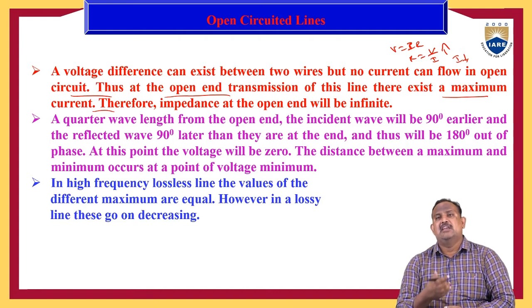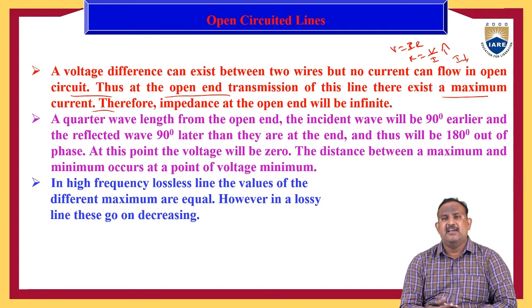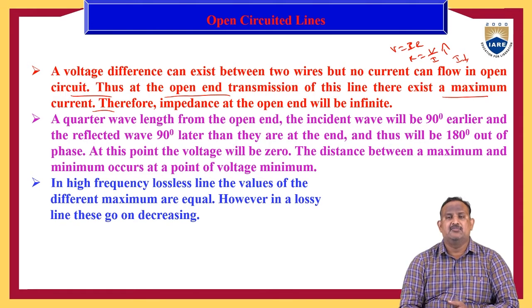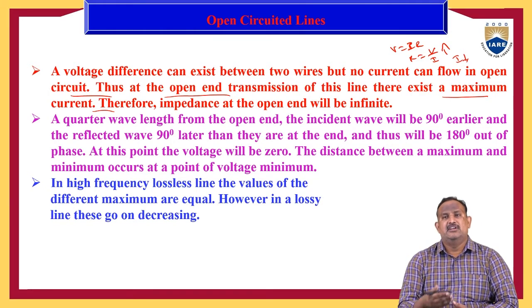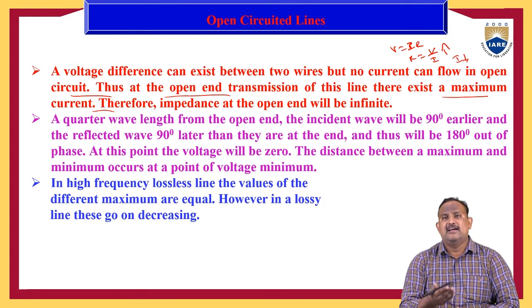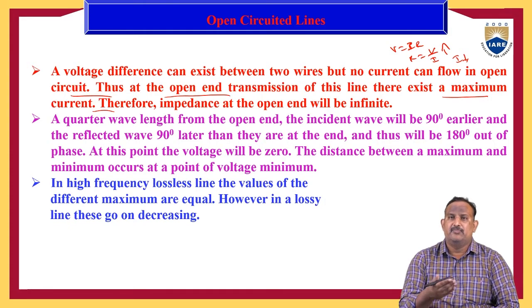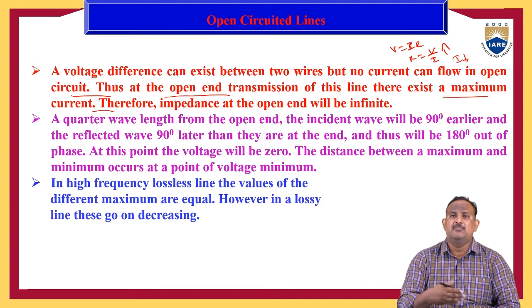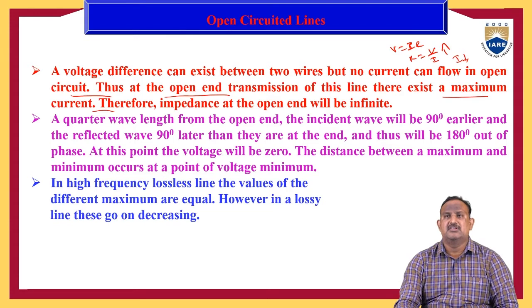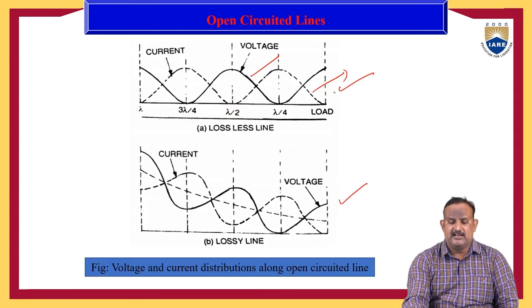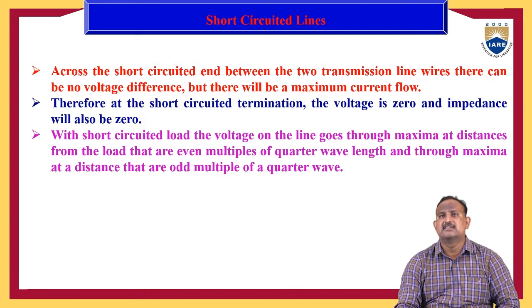In a high frequency lossless line, the values of the different maxima are equal. Lossless line means an ideal transmission line, so the different maximum values are equal. However, in a lossy transmission line, the maximum or minimum values may differ from one to another because of some attenuation. Here if you observe, the voltage maximum and voltage minimum are almost equal for different positions or at different angles.